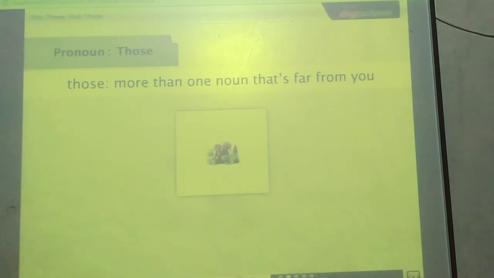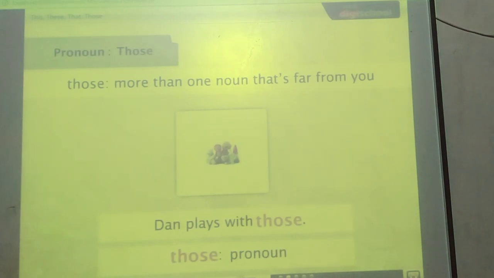Look at the picture again and read the sentence. Dad plays with those. Here, the pronoun those is used in place of the noun toys. You know that those is used for toys because the sentence is pointing out to the toys that are at a distance and because of the action verb plays.